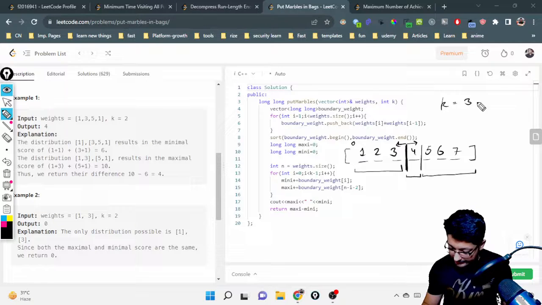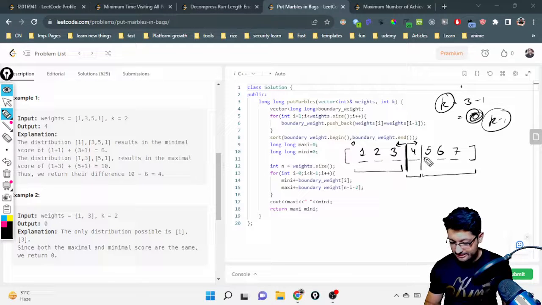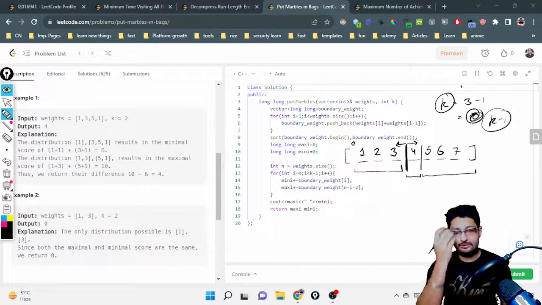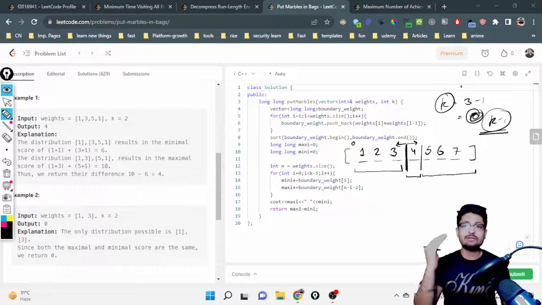And I have to take k minus 1 slits, whatever number of bags k you have. So I have to take k minus 1 slits in this particular array. So if I have to find the minimum distribution, I have to take out the k minus 1 minimum slits.